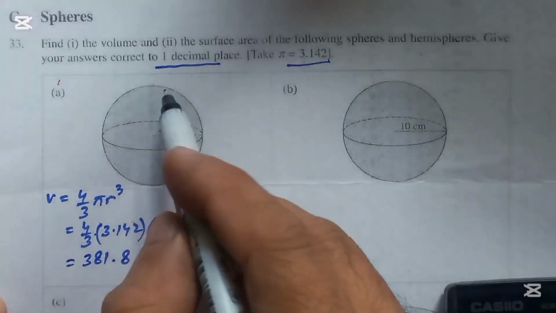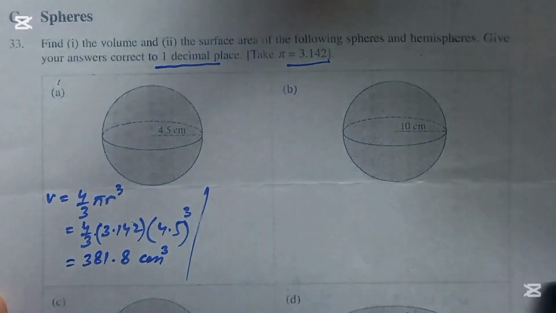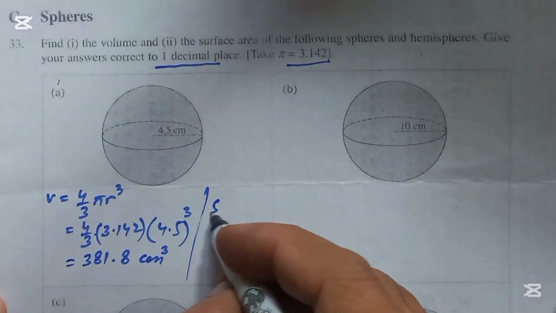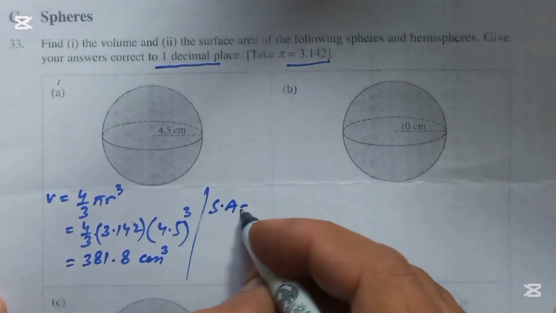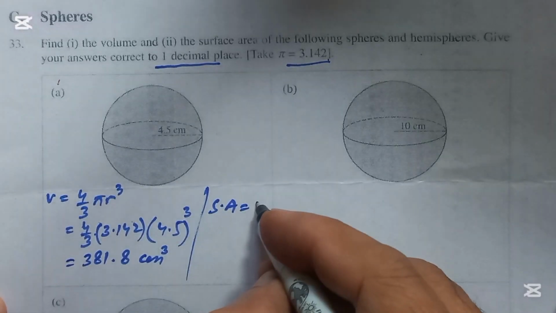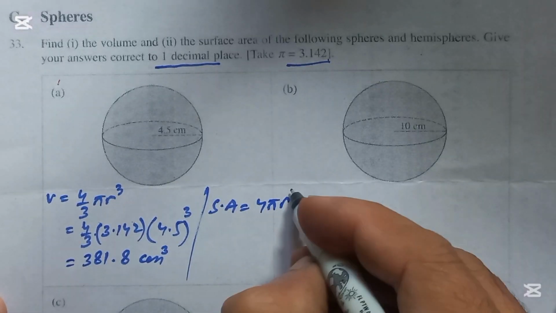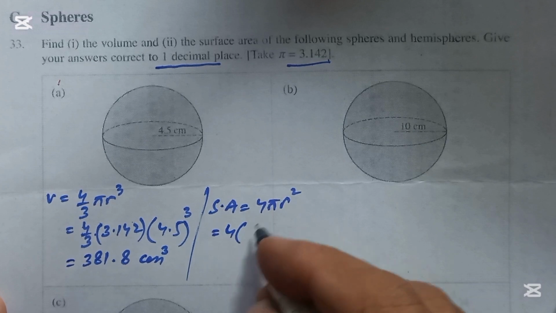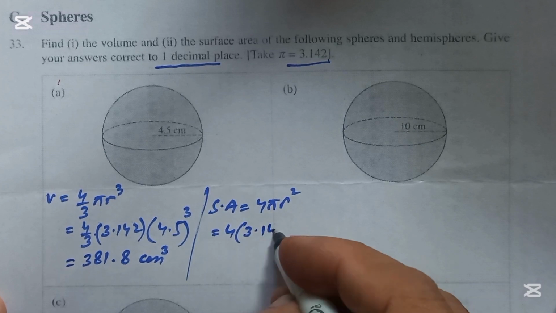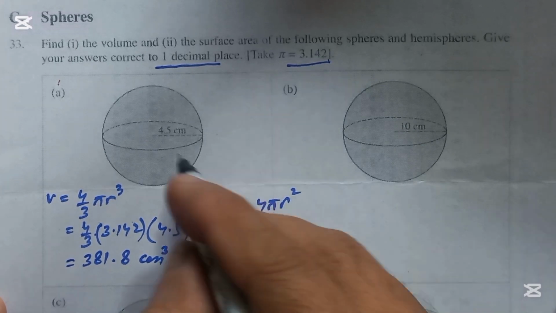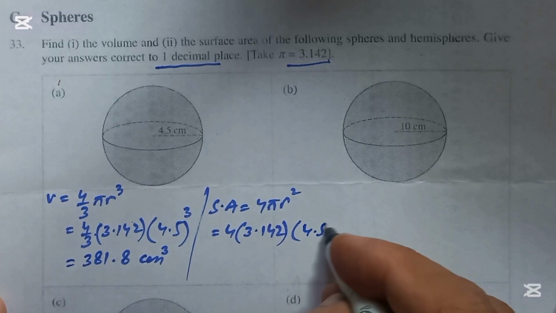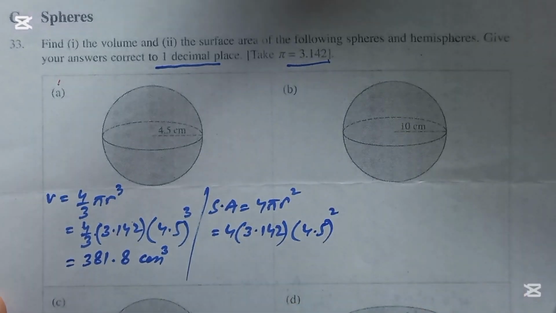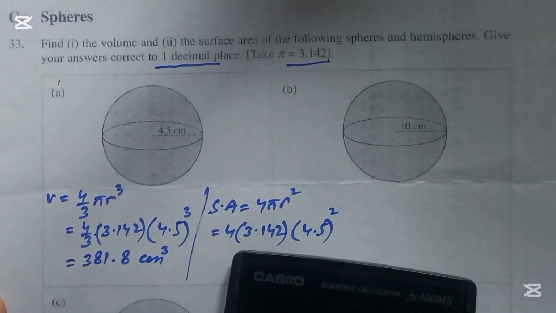The second requirement of the question is to find the surface area. The surface area formula for the full sphere is 4 pi r square. Now put these values in the formula. 4 will remain as it is. Pi's value is 3.142 and r's value is 4.5. And again, use the calculator to get the answer.